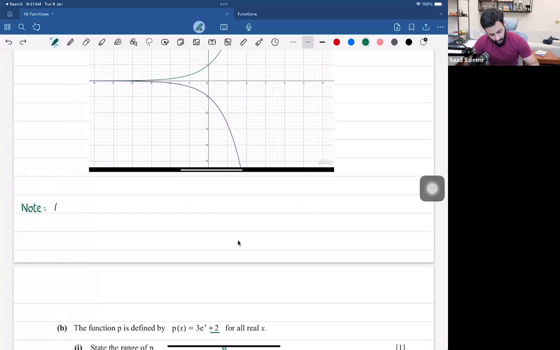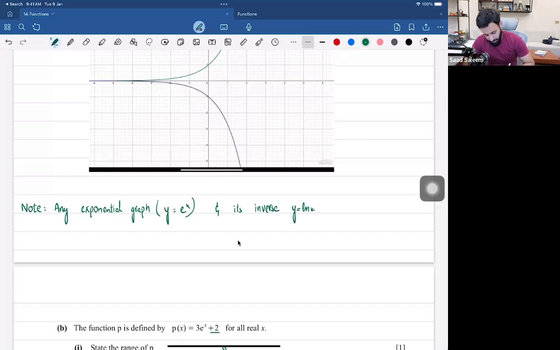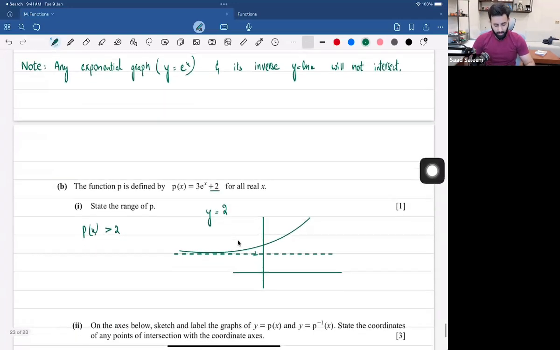So the note is that any exponential graph, that is y equals e power x, and its inverse, which looks like y equals ln x, will not intersect. Okay, they will not intersect.